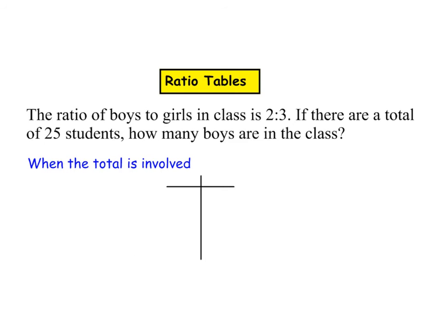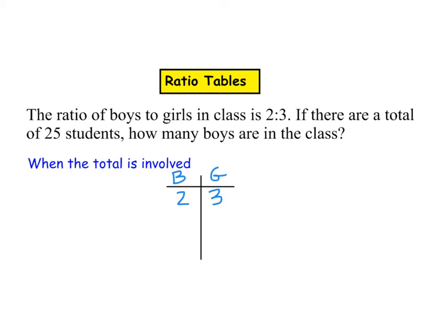This is the final problem that we're going to look at. This is a problem where the total is involved. The problem reads, the ratio of boys to girls in a class is 2 to 3. If there are a total of 25 students, how many boys are in the class? So we're going to start with labeling what we know. So we have boys to girls, and we know that the first number in the ratio is 2, and that refers back to the boys because the boys were listed first. So 2 to 3. The next information that they give us is that there's a total of 25 students.